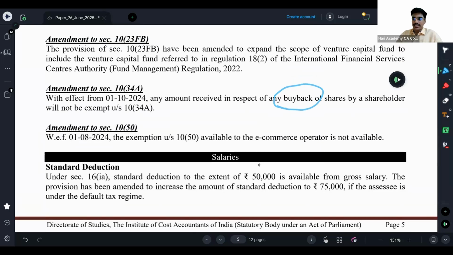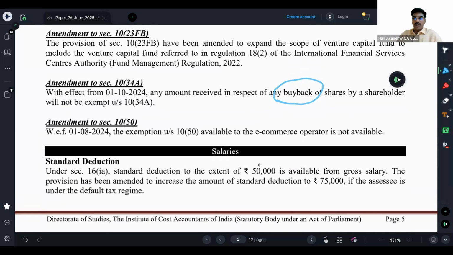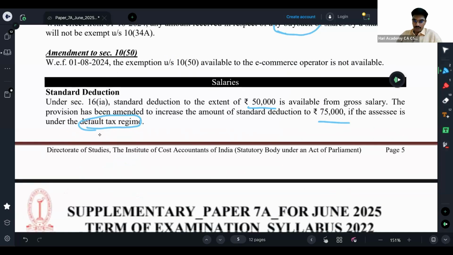Now let us directly go into the amendments which are made to different heads of income. The first difference is that if a person is going to opt for the new tax regime or the default tax regime, the standard deduction which is given under section 16(1)(a) is increased from 50,000 to 75,000. Earlier the standard deduction was 50,000. Now it is 75,000, but this is only applicable for a person who is choosing the default tax regime. The person who continues to be at the old tax regime does not have this extended benefit of 25,000.